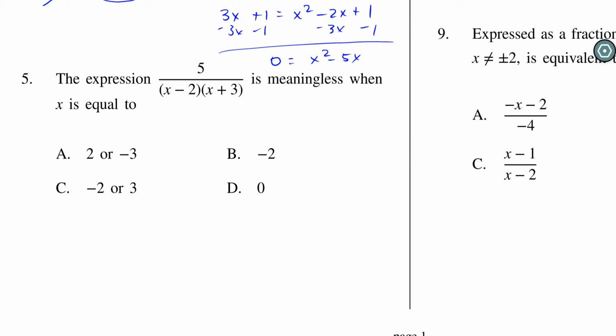Number 5 says the expression 5 over x minus 2 plus 3x is meaningless when x is equal to what? Meaningless is just another way of saying undefined. So undefined values here are going to be 2 and negative 3.